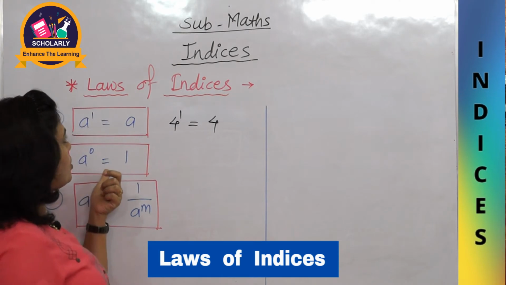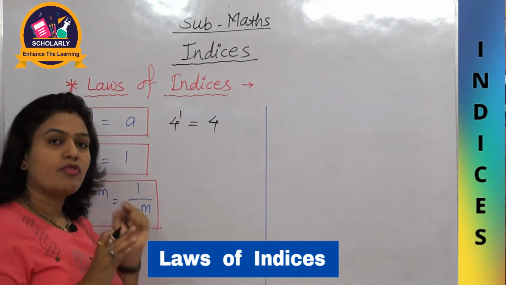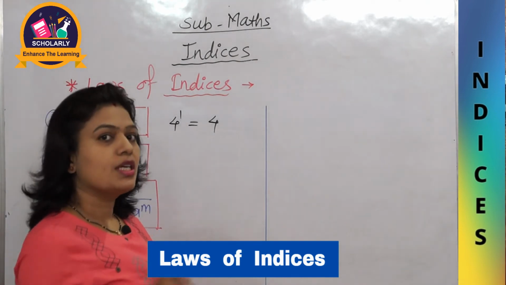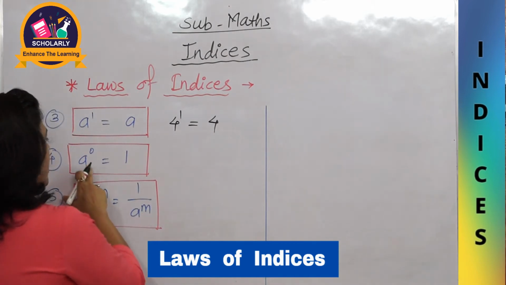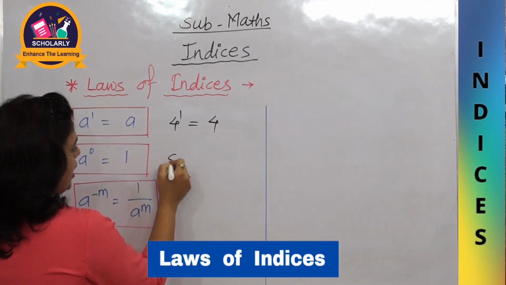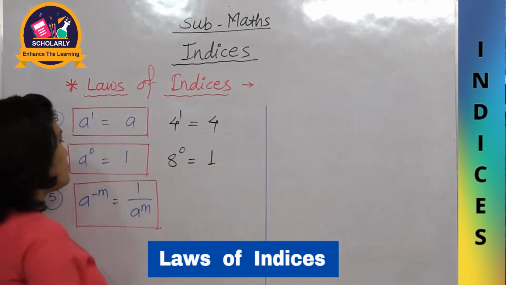The next or fourth law of indices is a raised to 0 equals 1. That is the value of any number having 0 power is 1. Any number having 0 power, the value is 1. For example, 8 raised to 0, that is 1.